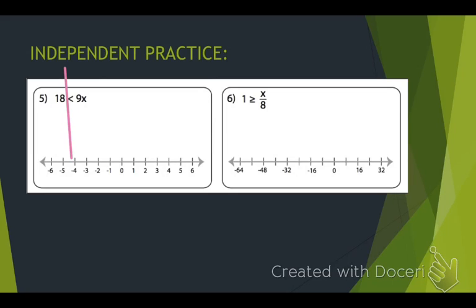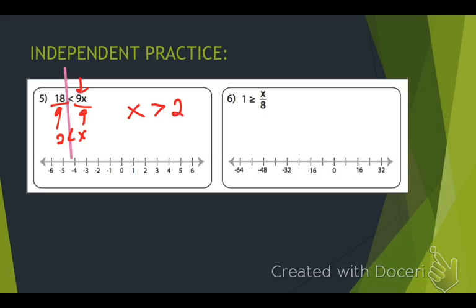Draw my line. Okay. Should have done the opposite operation. Divide by 9. Divide by 9. Remember the x is on the right side. That gives us 2 is greater than x, but it needs to be flipped. So it should have been x is greater than 2. Okay, sorry, it was 2 less than x. X is greater than 2.